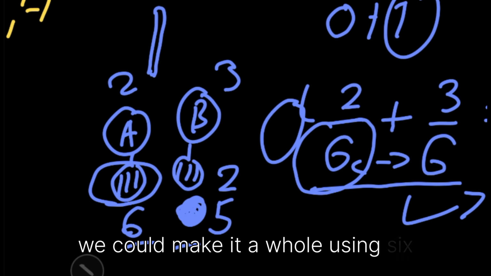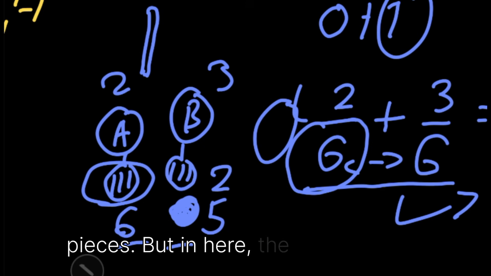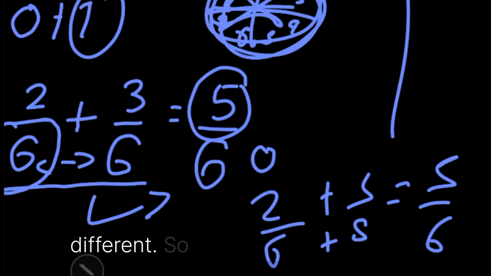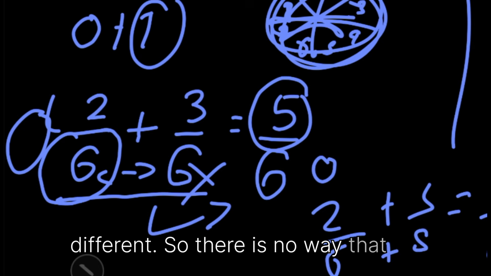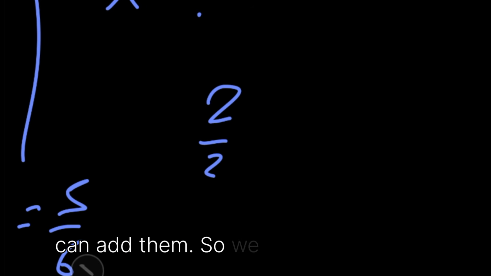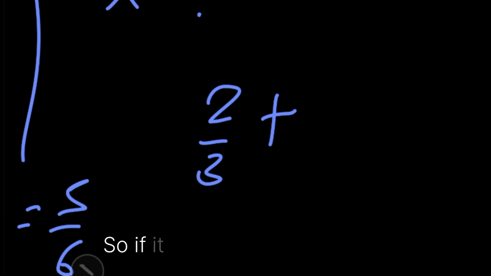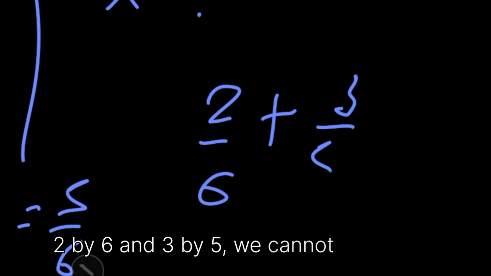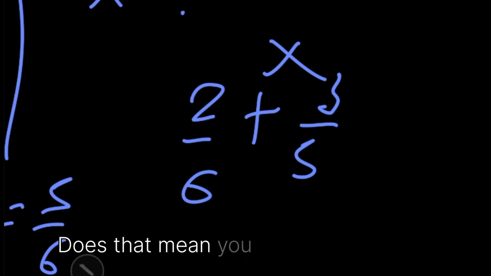But here, the piece sizes are different. So there is no way that we can add them. So we cannot add them. So if it was 2 by 6 and 3 by 5, we cannot add them. Does that mean you cannot add unequal fractions?